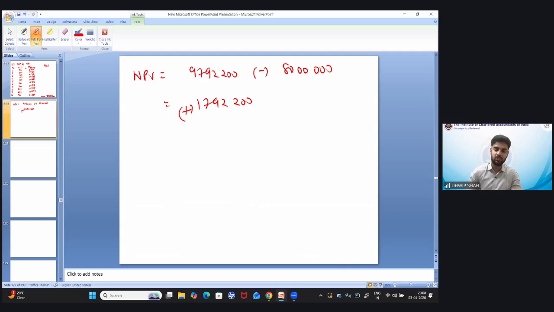Payback period says your initial investment will get recovered somewhere around 5.62 years. If you want fast recovery, if your standard is less than 5 years, then don't go for this project. This is what payback period would say. But if your standard is 6 years, 7 years, then go for this project because it will help you in recovering it within 5.6 years.